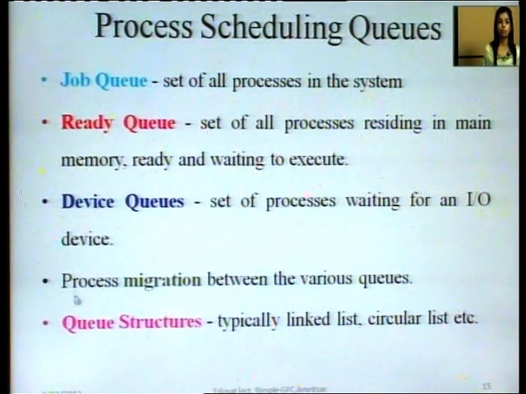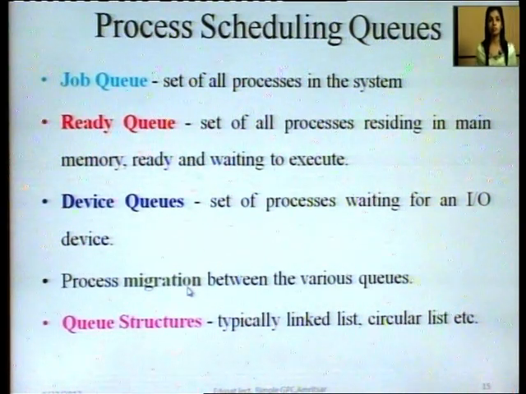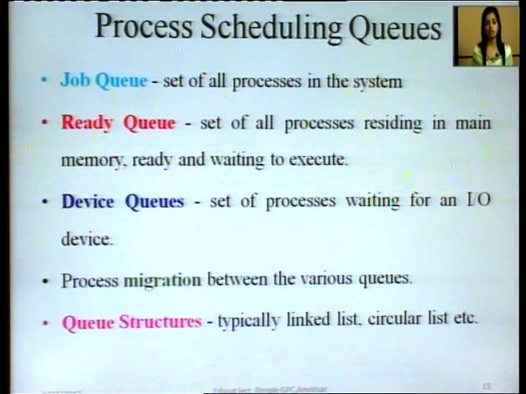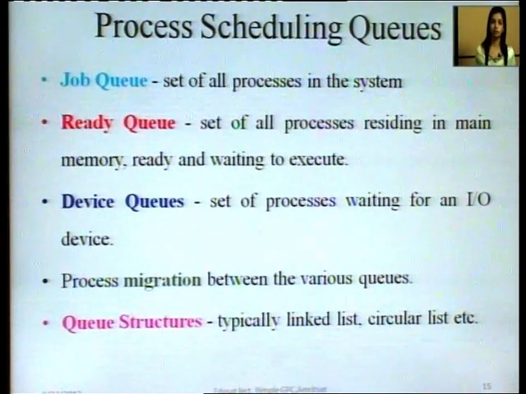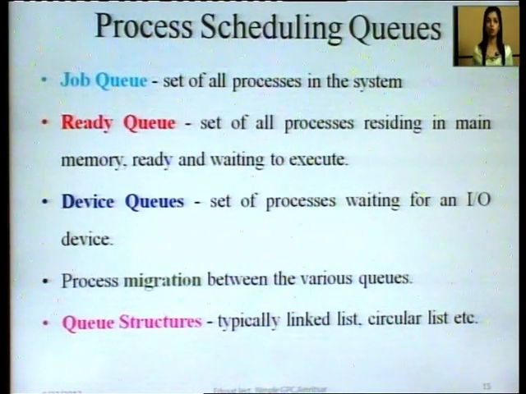Okay, so process migration between the various queues. One process is going to another, and there is a migration of processes. A single process does not stay in a single stage. They are moving from one stage to another and another to another. In this way a whole process is going to execute.